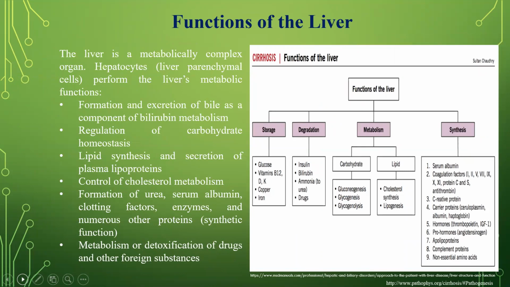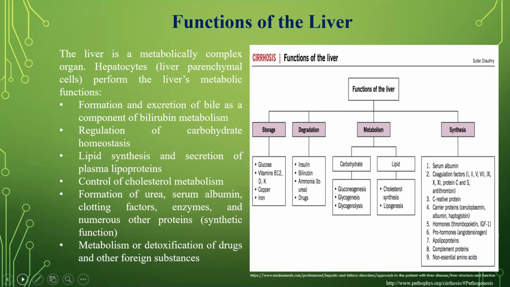The liver is a metabolically complex organ. Hepatocytes perform the liver's metabolic functions, such as formation and excretion of bile, regulation of carbohydrate homeostasis, lipid synthesis, excretion of plasma proteins, control of cholesterol metabolism, formation of urea, and different types of proteins from clotting factors to enzymes, serum albumin, globulins, etc.